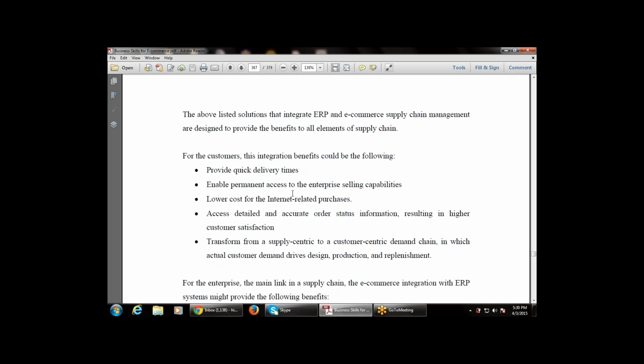Next point says this integration also enables permanent access to the enterprise selling capabilities, lower cost for internet-related purchases, access to detailed and accurate order status information, and a transformation from a supply-centric to a customer-centric demand chain, in which the actual customer demand drives the design of production and replenishment. And from the enterprise point of view, what are the benefits?